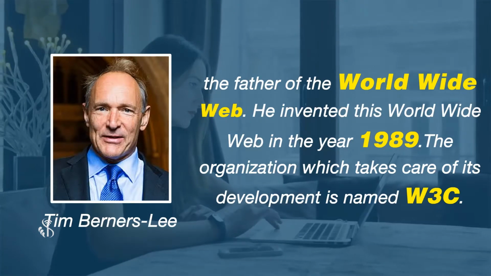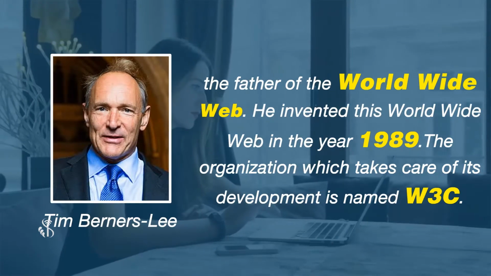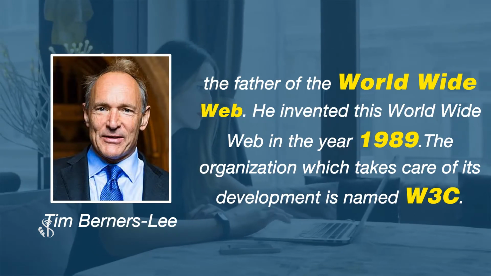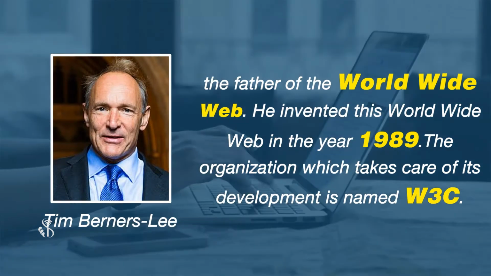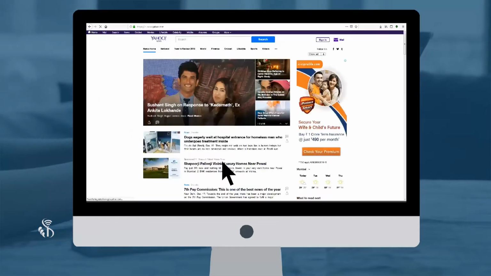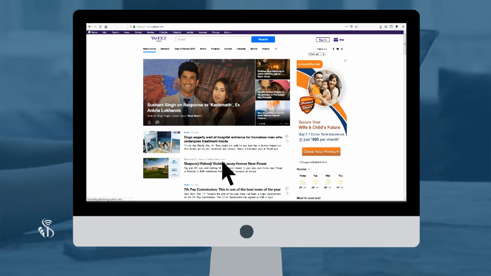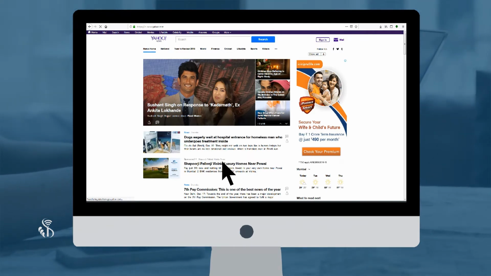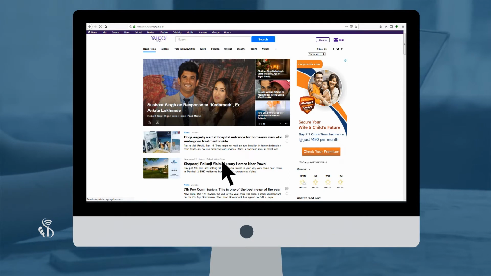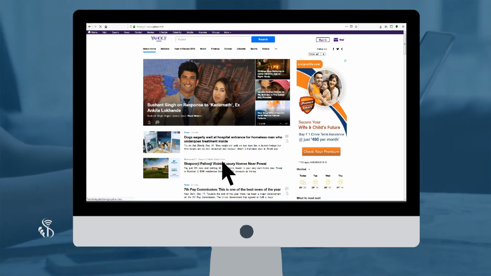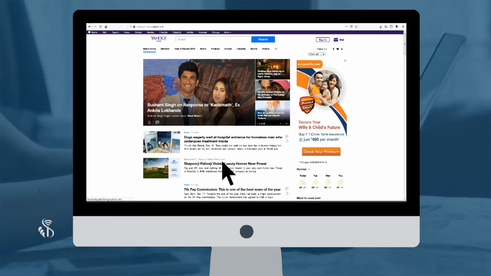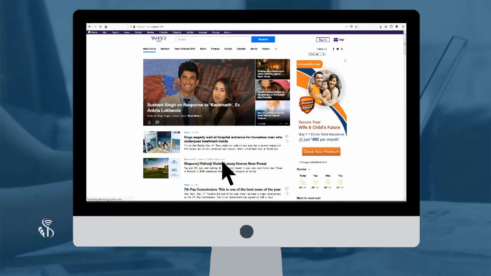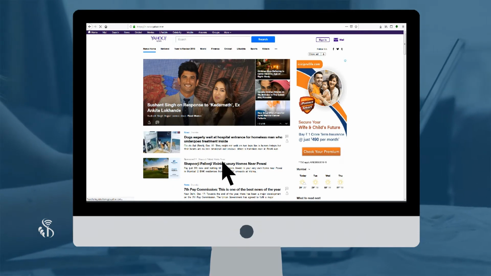He invented the World Wide Web in the year 1989. The organization which takes care of its development is named W3C. The World Wide Web is a subset of the internet. It adopts HTTP, the Hypertext Transfer Protocol, to transfer the web pages to the computer. It is a space where documents and other informative web resources are located and identified by uniform resource locators. These web pages are interlinked by hypertext links, as seen in the illustration here.